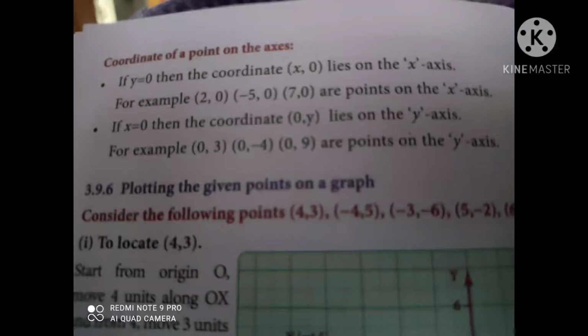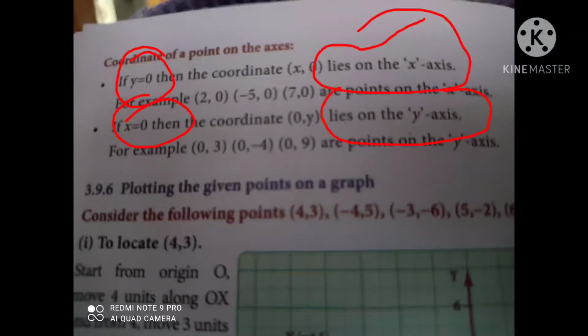Next heading: coordinates of a point on the axis. If y is equal to 0, then the coordinate x comma 0 lies on the x-axis. If x is equal to 0, then the coordinate 0 comma y lies on the y-axis. These are very important one-word questions. If y is equal to 0, the coordinate x comma 0 lies on the x-axis. If x is equal to 0, the coordinate lies on the y-axis.